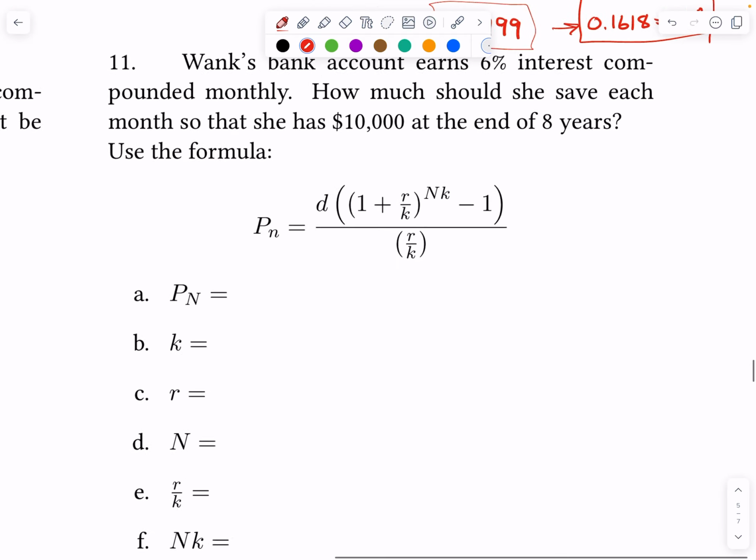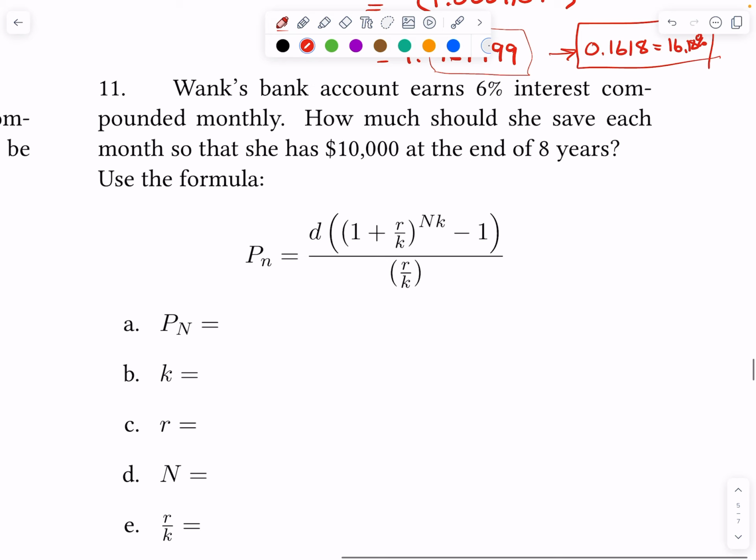Okay, so this is looking like something that we've done already. Wank gets 6% compounded monthly. So let's start filling in the blanks down here. Let's pick a color. We'll go with blue this time. So 6%, compounded monthly. K is 12, rate is 0.06. The original amount is $10,000. Number of years is 8. So I'm just filling in the blanks here.